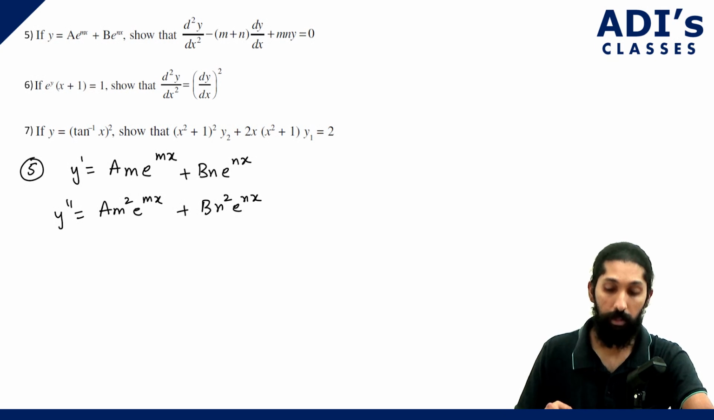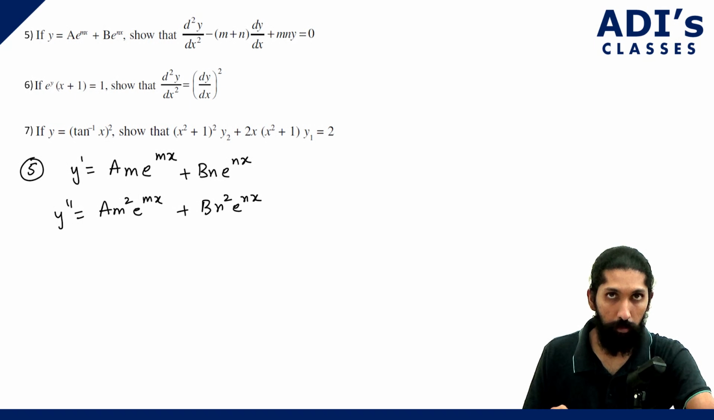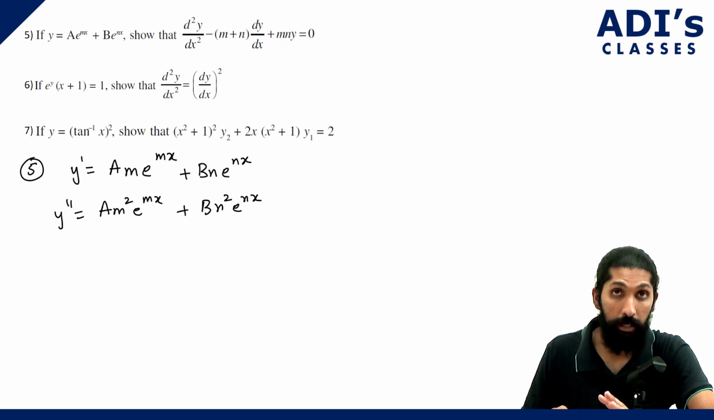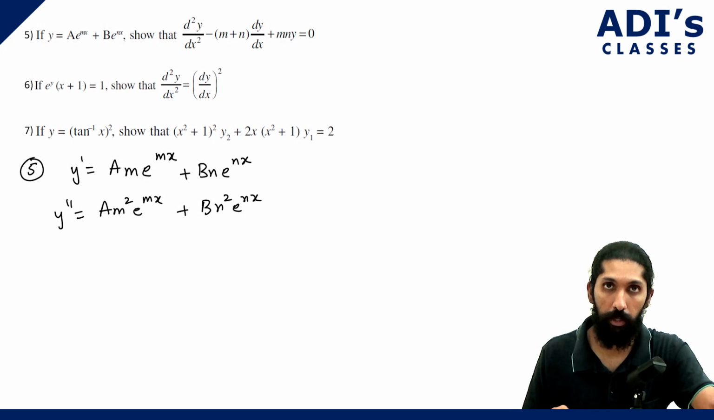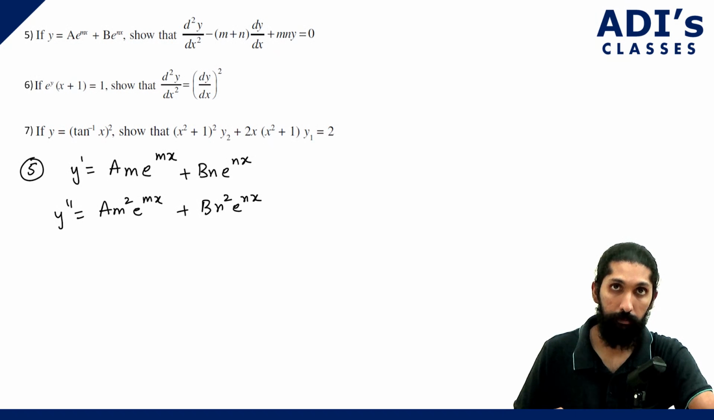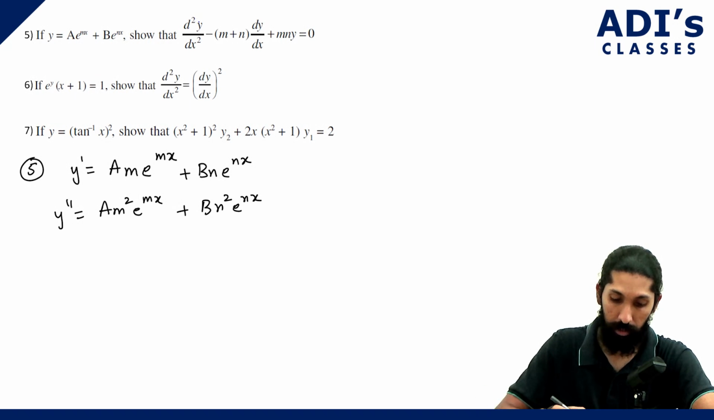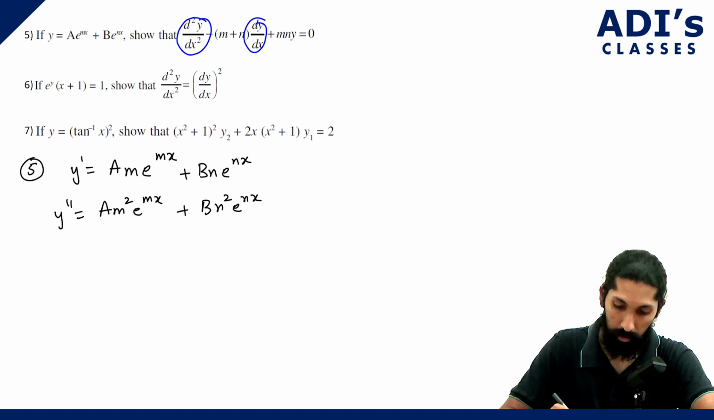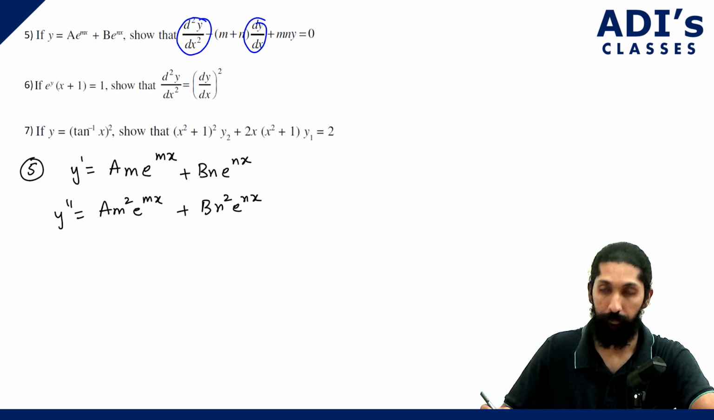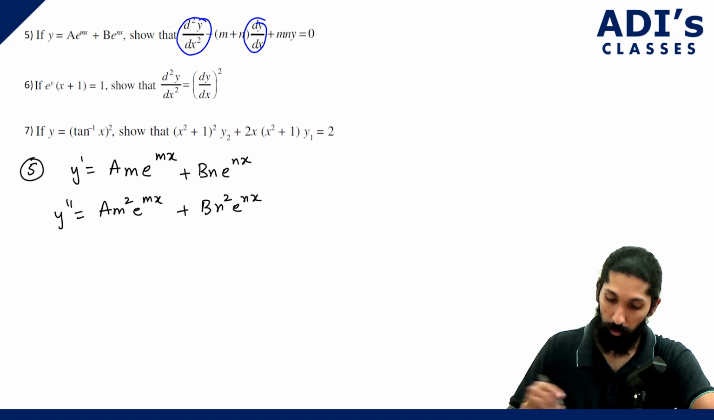Correct? Again, do you see anything common? No. Do you have anything divided by to cross multiply? No, nothing doing. Correct? Now, when you get y dash and y double dash, you substitute in this one and this one. All right, just substitute. So what do you get now?